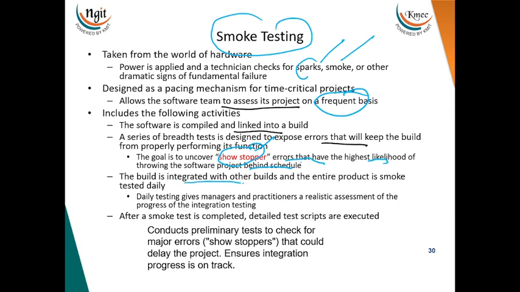The software is integrated into the build, and the entire product is smoke tested daily. So you have to do it daily. Daily testing gives managers and participants a realistic approach. Conduct preliminary tests to check for major errors, showstoppers that could delay the project, and they may come from software or from hardware. So you may have to do smoke testing daily, regularly, and if that occurs, it is of the highest priority and you have to solve it. It may start with hardware, the smoke and such, and then software which is not working properly. If we integrate it, then this part is used.